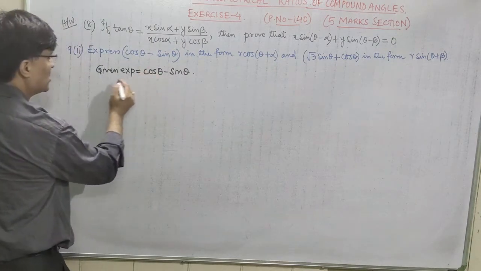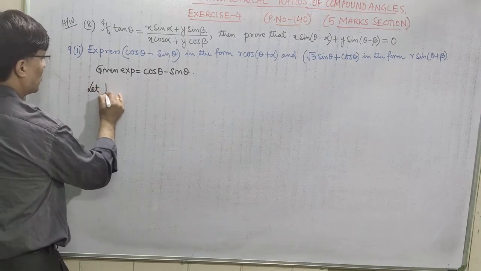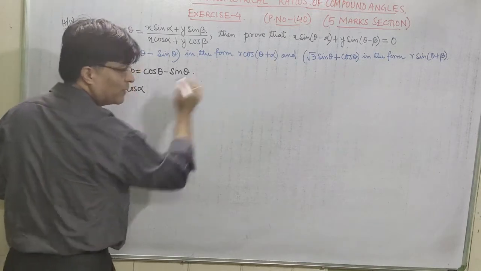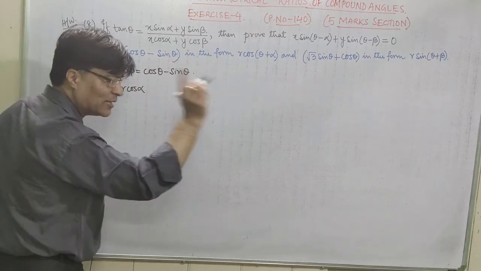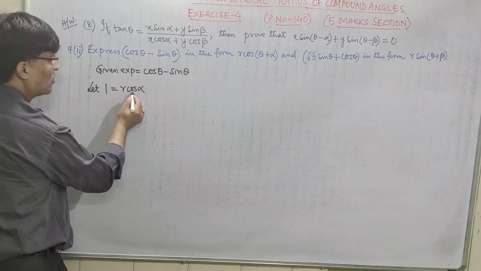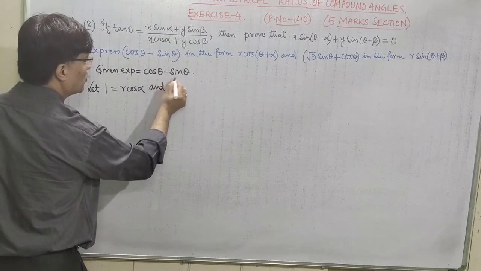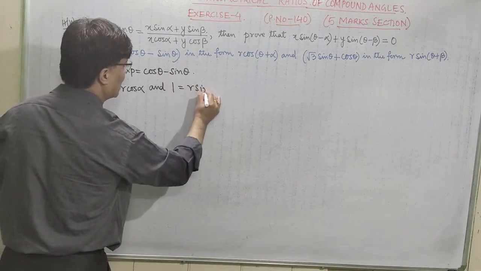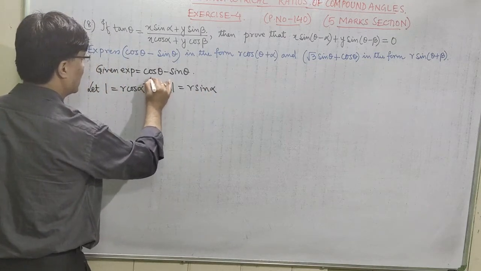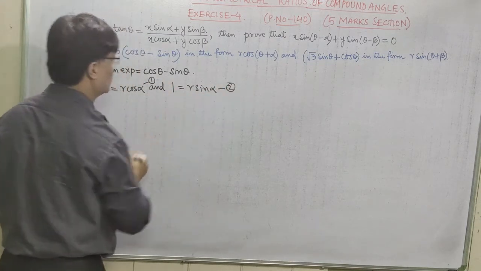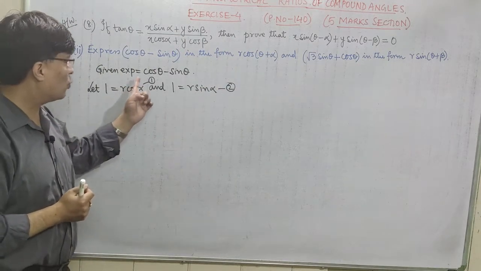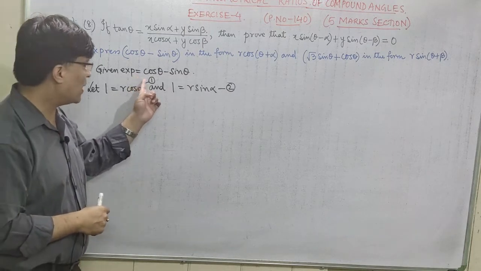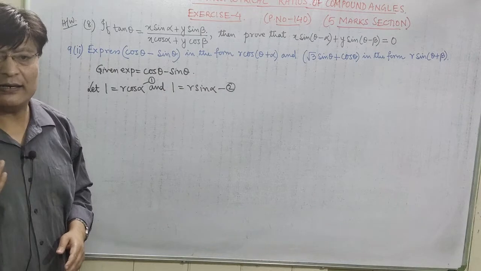So here the coefficient of cos theta is 1. So let us assume this 1 is equal to r cos alpha, since we have cos of a plus b equals cos a cos b minus sin a sin b. And what is the coefficient of sin theta here? It is 1. So 1 is equal to r sin alpha. Let us mark it as number 1 and number 2. Okay, so from this 1 and 2 you have to get the values for r and alpha.